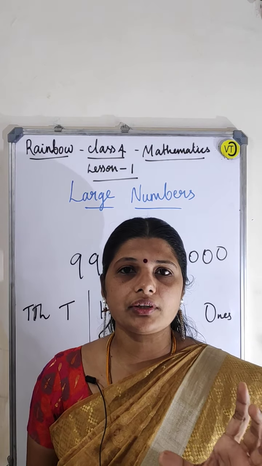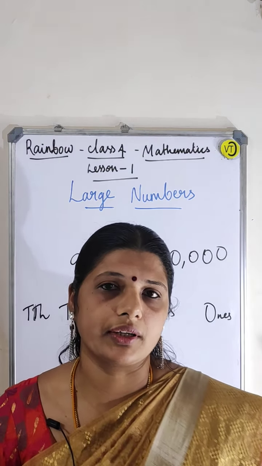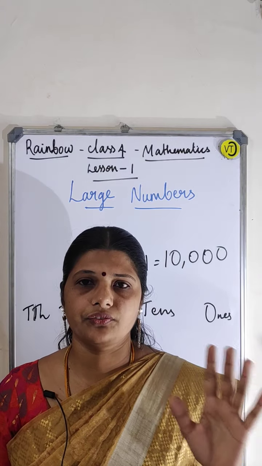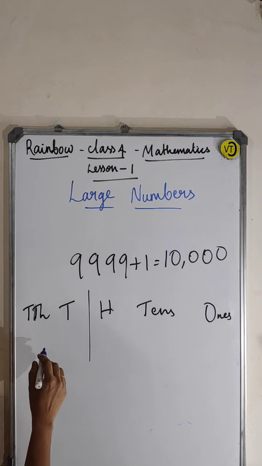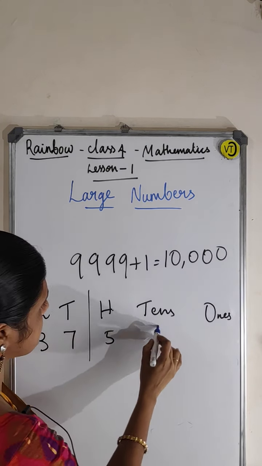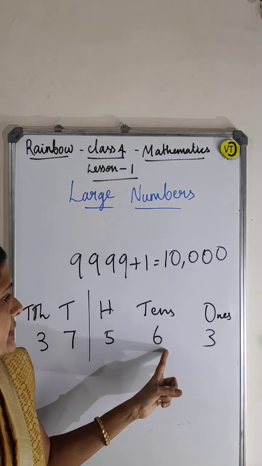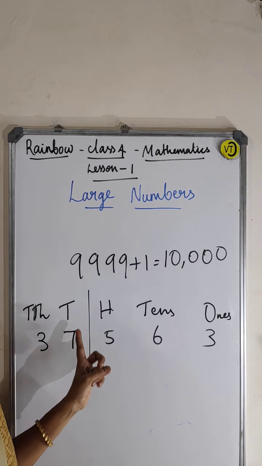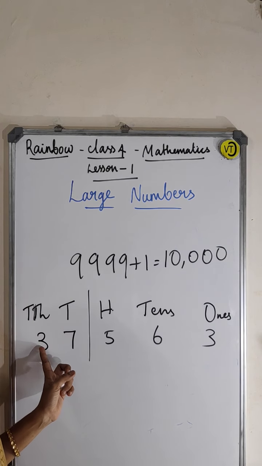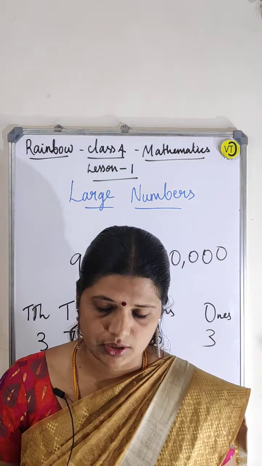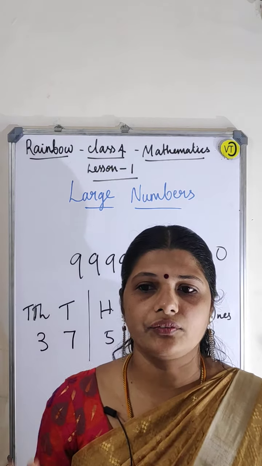Okay, so now I will tell you one number. See, 37563. How can I split the number? 3 ones, 6 tens, 5 hundreds, 7 thousands, and 3 10,000s. Okay, the 5-digit number I have done.